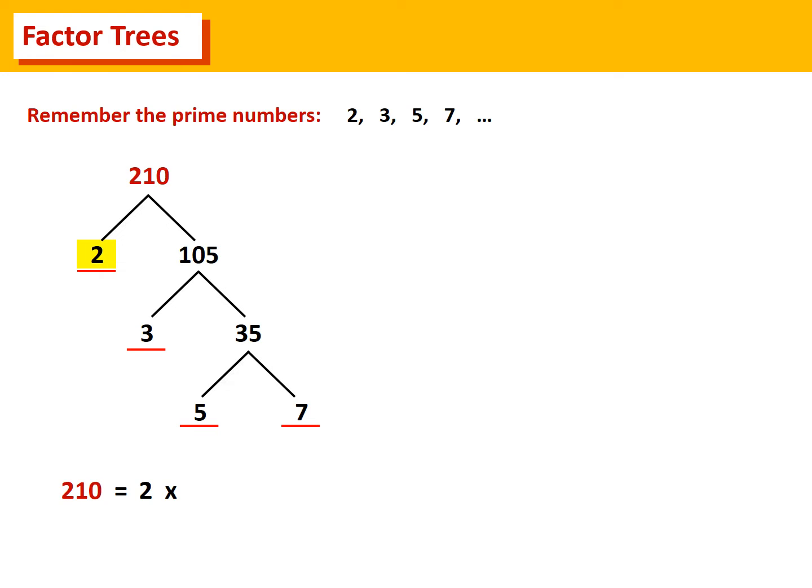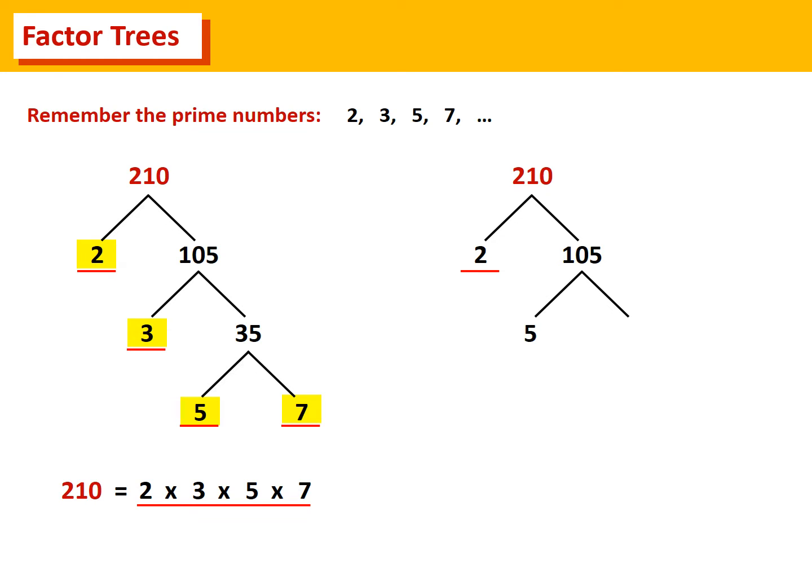So 210 is 2 times 3 times 5 times 7. Now, if we'd have done this a different way, which is what we're going to do on the screen now, we'll still get the same answer. It doesn't matter which way we break down the numbers. So, for example, 210 could also have been broken down into 2 times 105, as we did before, but then 105 we could have chosen to break down into 5 times 21, which is different.